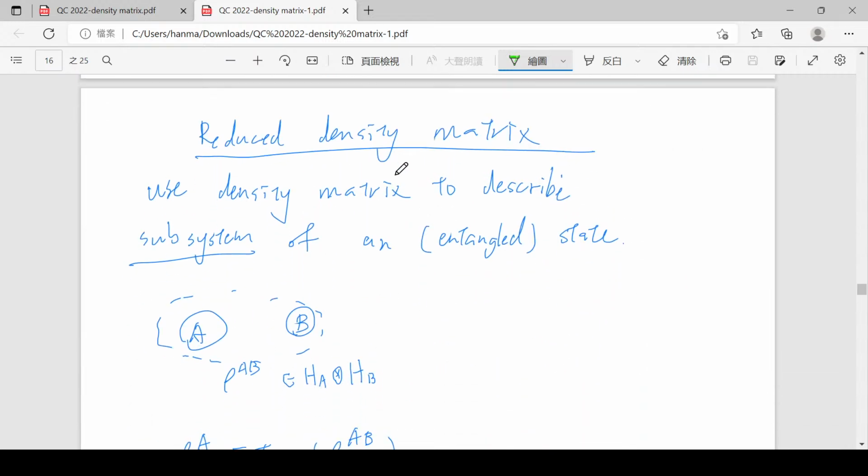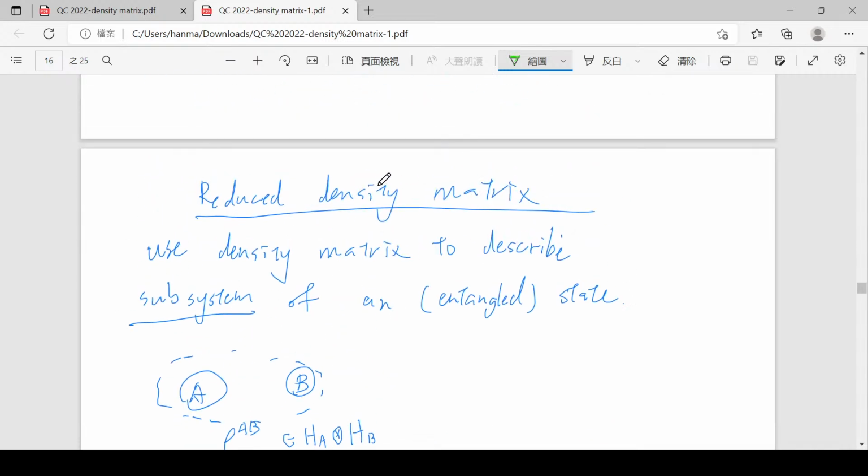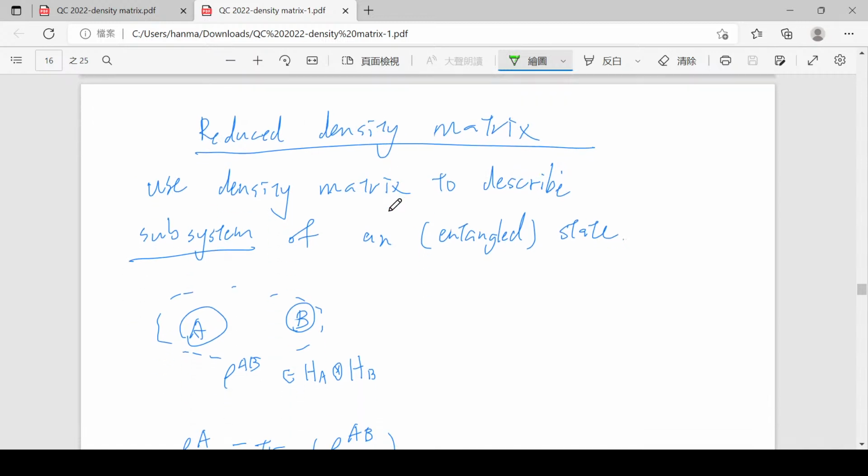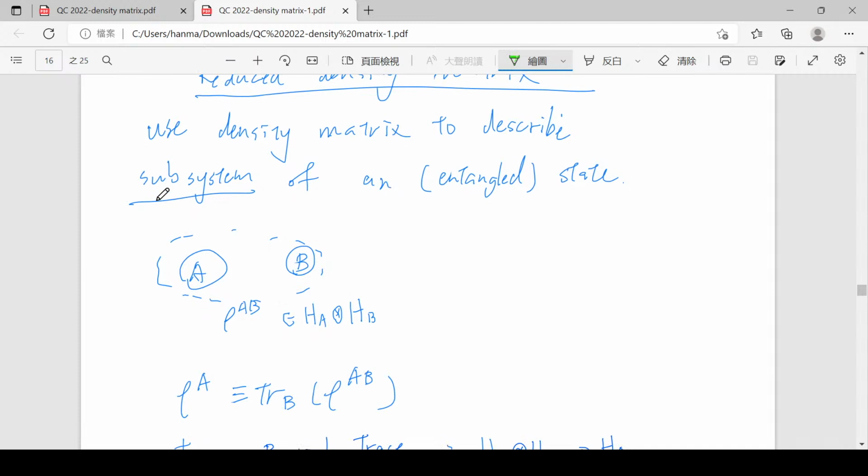Anyway, so let's go to the real motivation of the density matrix. That is the reduced density matrix. I guess I should not say real, more like the physical motivation. So the density matrix is a very nice way to describe a subsystem of an entangled state, or just any state, but if the state is just a pure state, then you don't need a density matrix.